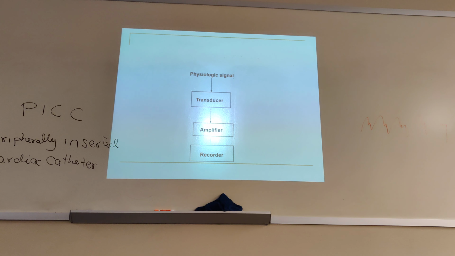Okay, so this is an algorithm of how the thing works. You're going to have the catheter inside the blood vessel. It senses the physiologic signal and sends that to the transducer. The transducer then converts that signal to a low-voltage electrical signal, which is sent to the amplifier and the recorder. The recorder is inside the oscilloscope, and then you have your numbers and the waveform.